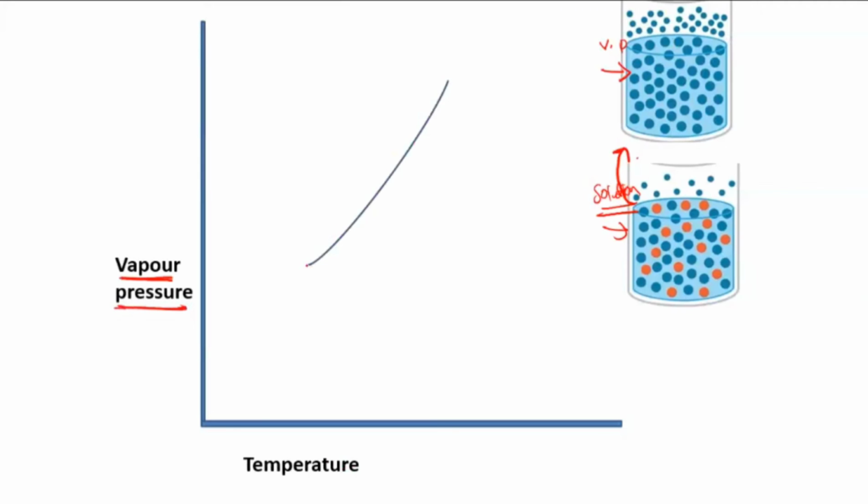Initially, when the temperature is low, the vapor pressure of the solvent is also less. But as you increase the temperature, the vapor pressure also increases. One point will come where, if your atmospheric pressure is 1 atm, the vapor pressure will reach that 1 atm, and once it reaches 1 atm, you will see that the liquid has started boiling. So this is about the solvent. The graph goes upward because as you increase the temperature, the vapor pressure also increases. Now come to the solution.